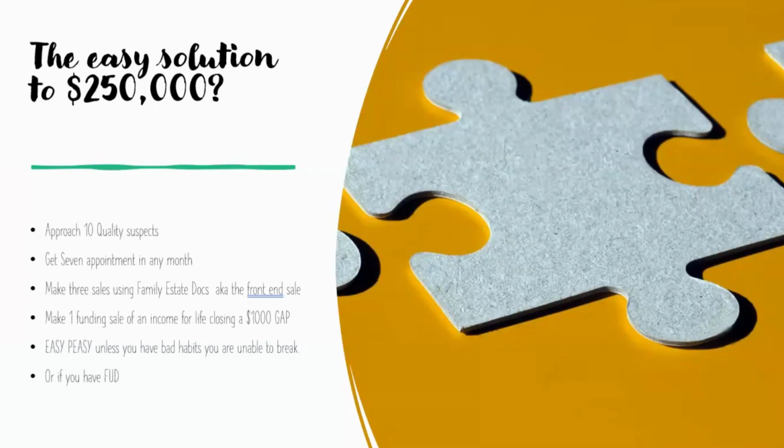7% of $240,000 is about $16,000 a year. $16,000 a year plus 4,000. If I add 3 estate plans, that's about $20,000 a year. 20 times 12 is $250,000.